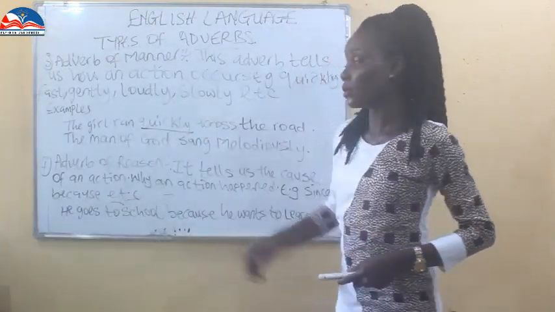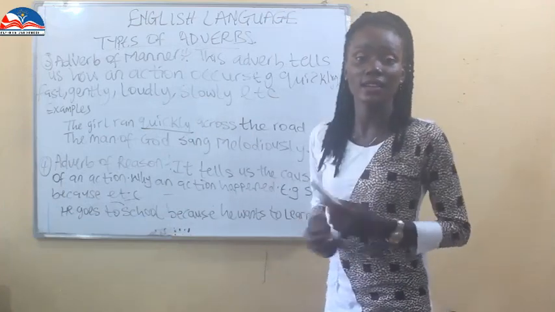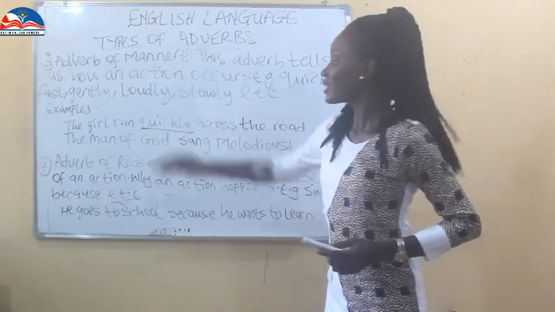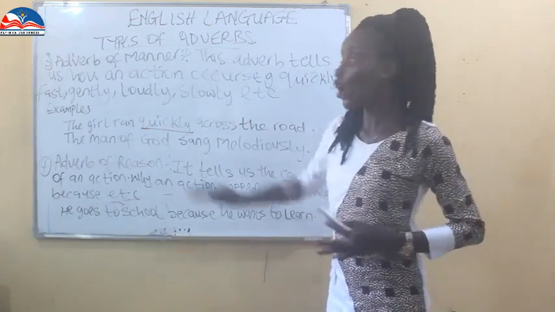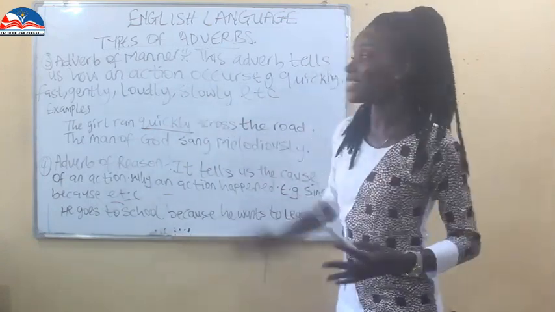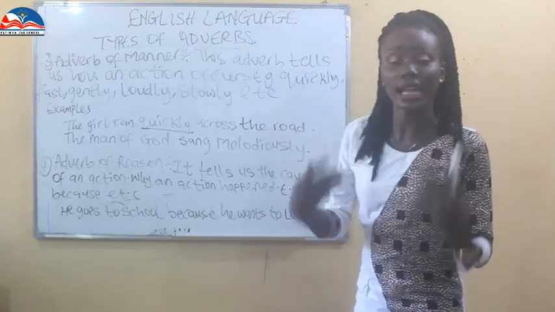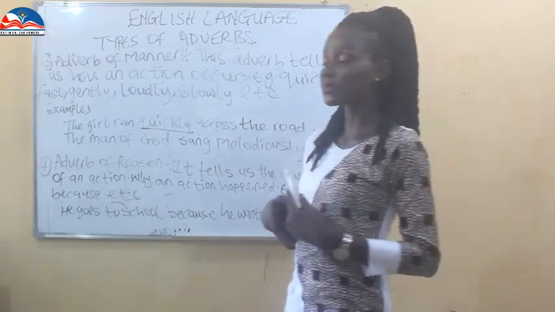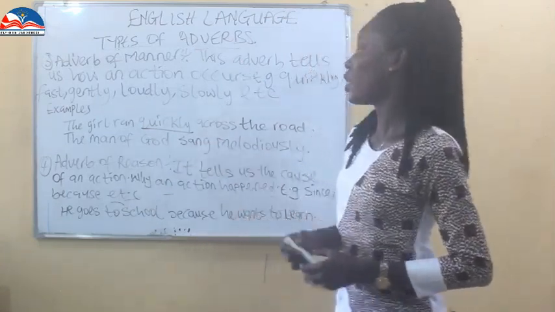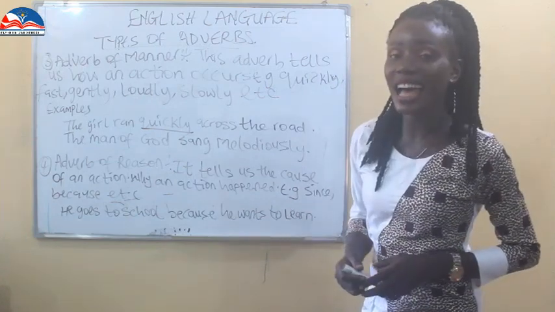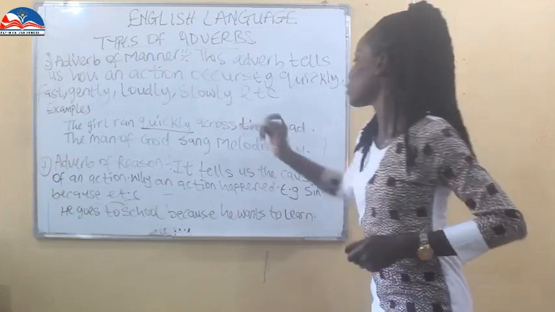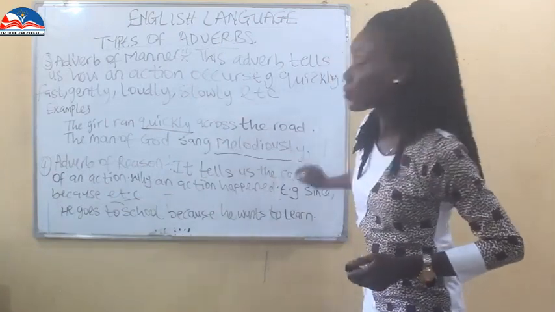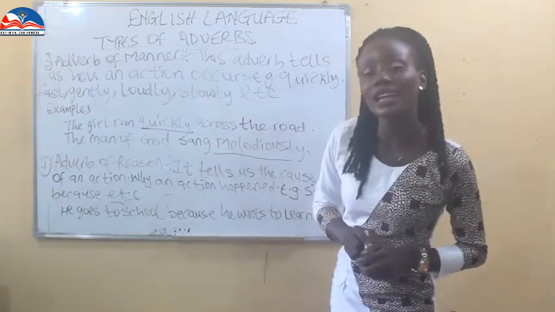How did the girl run across the road? Quickly. The girl ran quickly across the road. Quickly is the adverb of manner, telling us how an action occurred. The second example: the man of God sang melodiously. This melodiously is what? The adverb of manner.